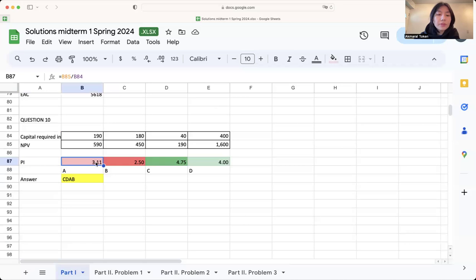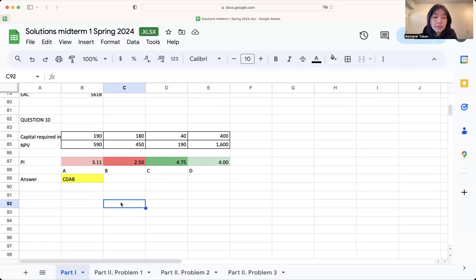So to find the profitability index, the formula is NPV divided by limited capital. So limited capital, as I said before, is capital required in year one. So we divide this $590 by $190. And in a similar way, we find the profitability indexes for all the 4 projects. So the highest profitability index is 4.75, which means that you have to undertake this project in the first place, which is project C. Second highest is D. Then we have A and B. So the correct order is C, D, A, B.